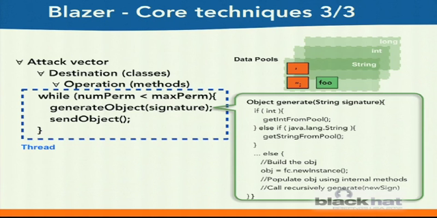And the core technique is basically, we iterate through all attack vectors, we iterate through all destinations and operations. We do these things over and over till the maximum number of permutations, and we generate objects and send those objects. How do we actually generate the object? If the signature corresponds to a primitive type, we just assign an object from the data pool of the specific primitive type. Otherwise, we use Java reflection again to go through the object. And as we have application resources, we can go further and retrieve things from the application library and build even customized objects.